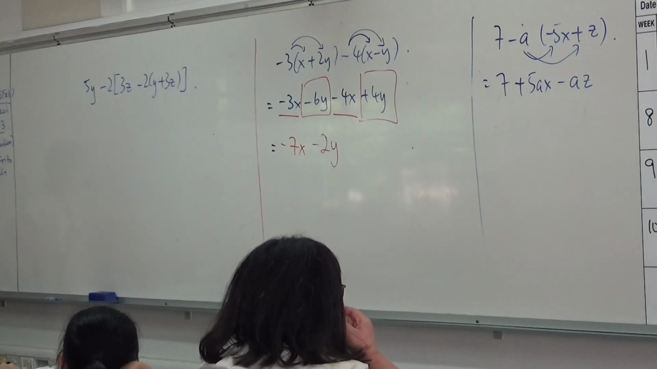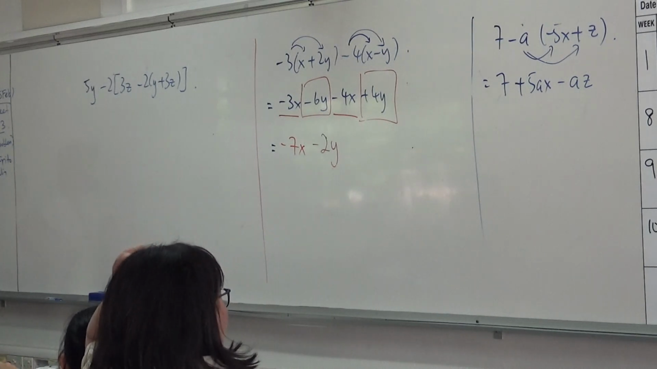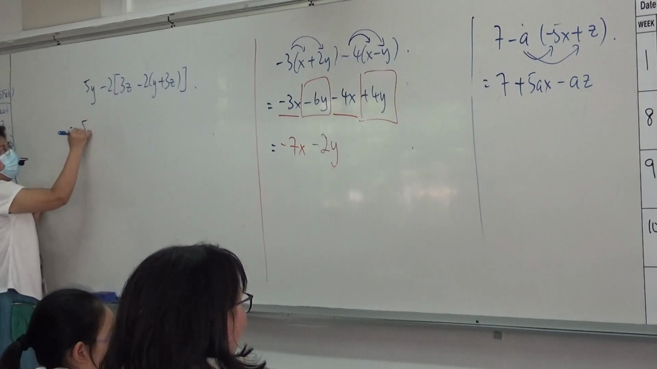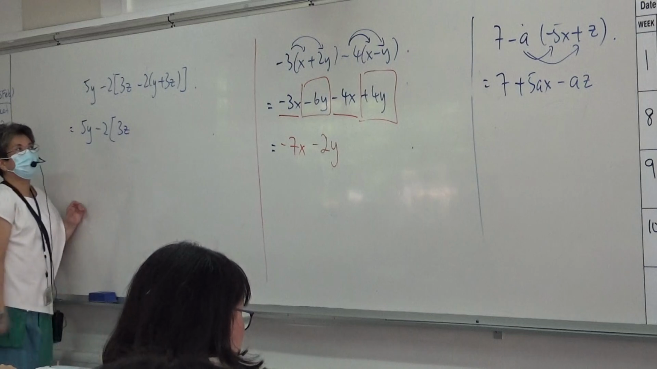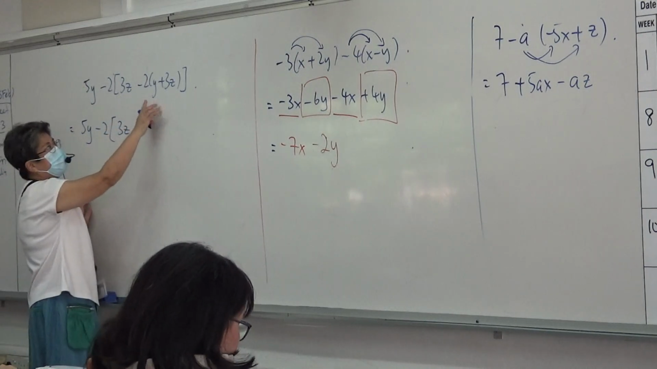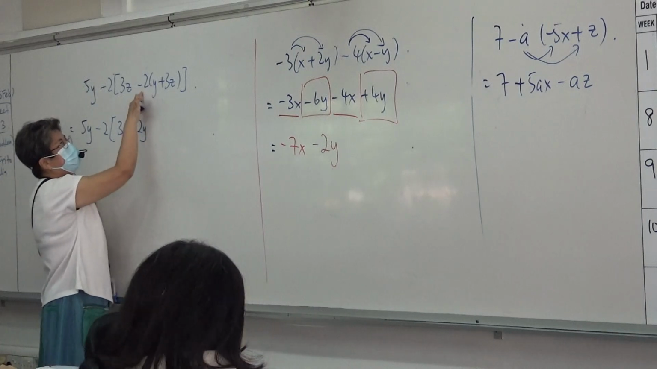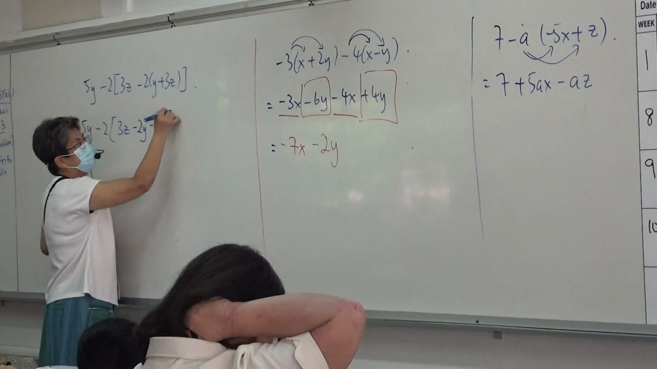Okay? Now, remember your primary school, you must do the innermost bracket first, right? Try not to do everything all together. This will be 5y minus 2 bracket 3z first, right? This is the first bracket I must do. What's minus 2 times y? Minus 2y. What is this? Negative 6z, right?